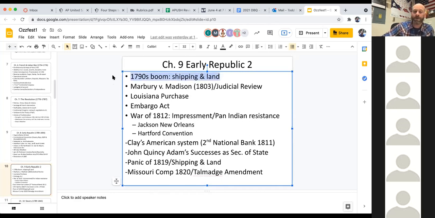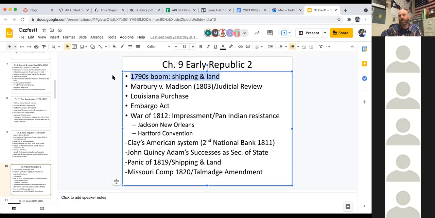One economic phenomenon that took off in the 1790s was the shipping boom. New England was the center of the shipping trade. Even before the revolution, it was amazing. Boston, I think, was the third largest shipping center in the British Empire all over the globe. I believe Bristol was the number one. I think Liverpool was number two, and Boston was number three. Boston becomes the shipping center of America.